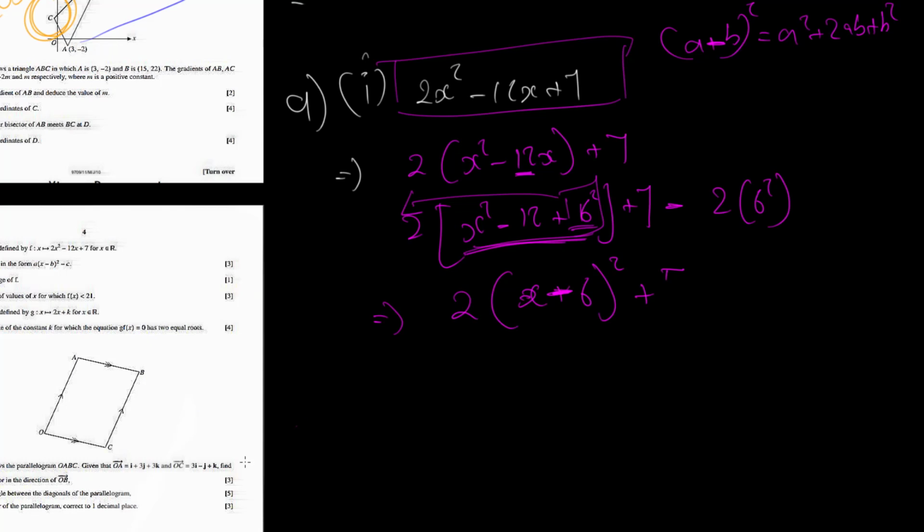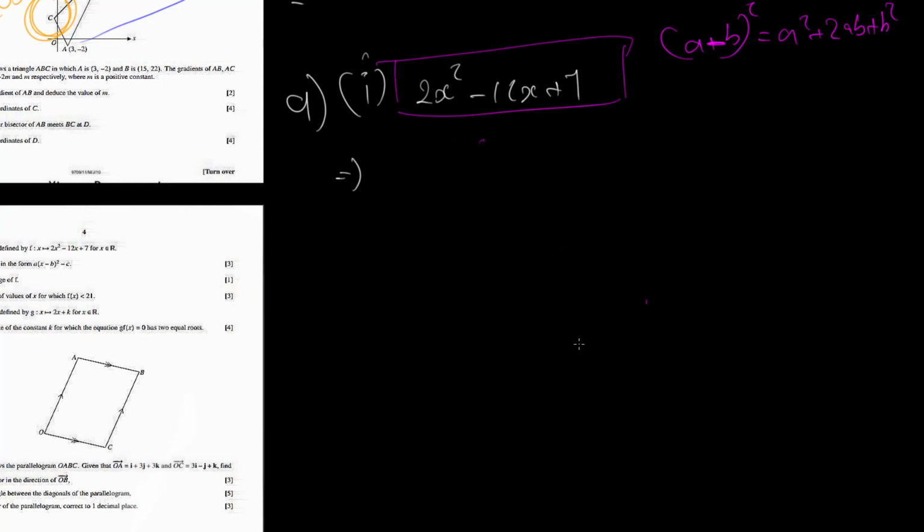If I do my math properly, I should get... hold on, one second. Wait. See, again I made a silly mistake. Hold on. If I move 2 to the outside, this will become x square minus 6x plus 7.